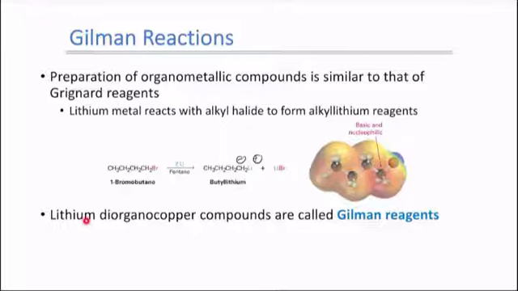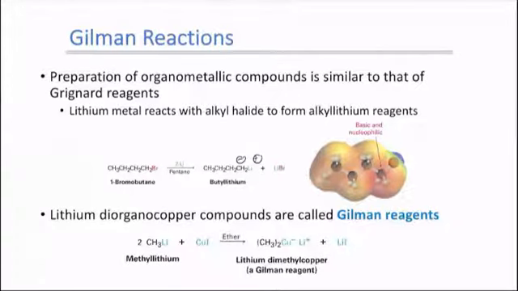And then the second step is we form a lithium diorgano copper compound. That would be our full Gilman reagent right here. So we'll need 2 equivalents of our lithium here. We'll need 2 equivalents of our alkyl lithium, which means we need 2 equivalents of our alkyl halide to start with. That reacts with copper iodide to form the Gilman reagent.